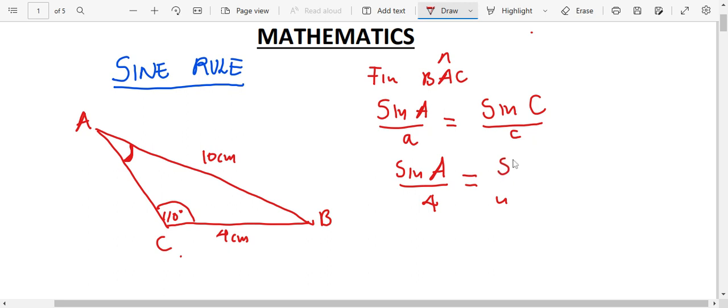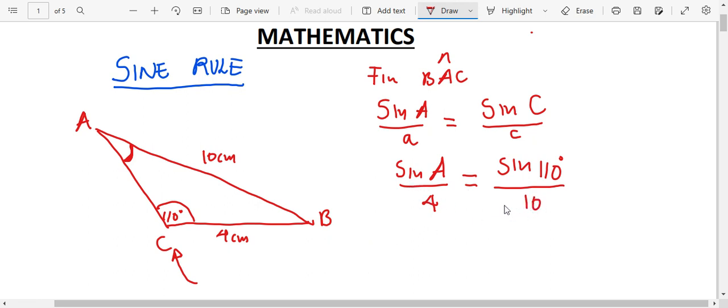And that will be equal to sine. What is the angle C? Okay, the angle, not the side. The angle. Yes, 110. The angle C. This angle C here. And then divided by the side C, that is now 10.